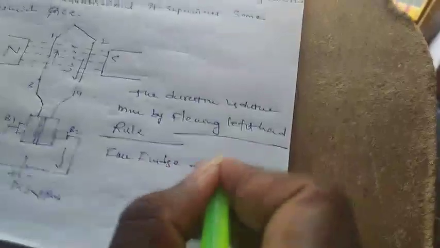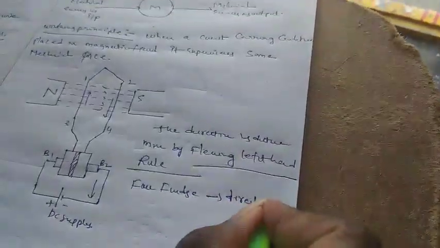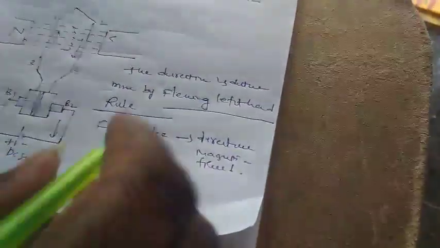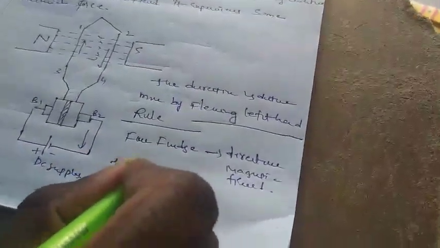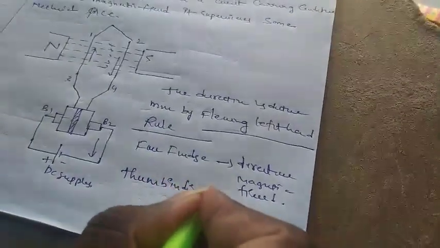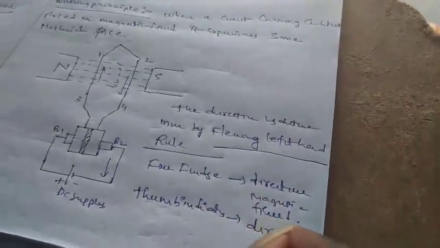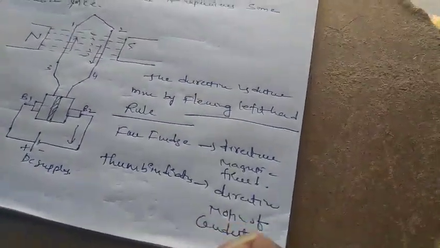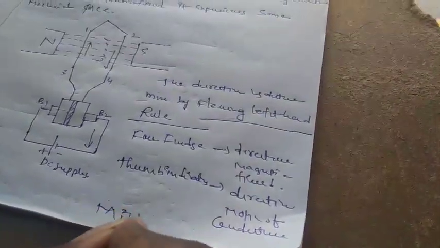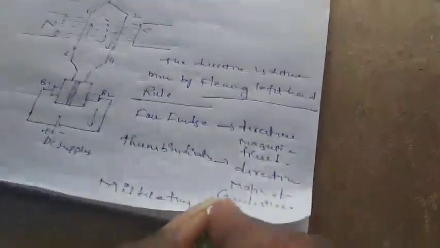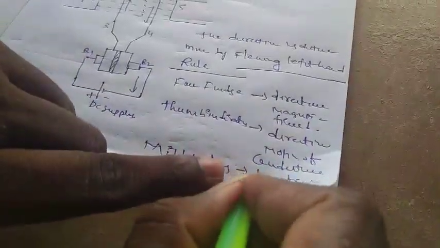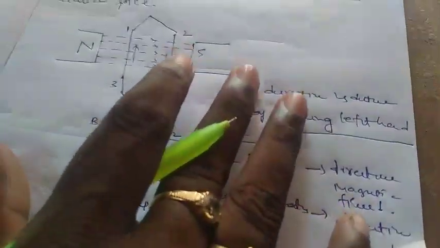Forefinger indicates direction of magnetic field. Thumb indicates direction of motion of conductor. Middle finger indicates direction of current. So this is the working principle of DC motor.